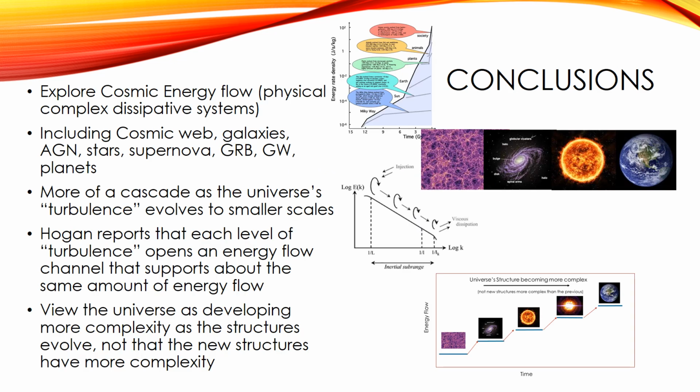So in conclusion, we explored some of the cosmic energy flow in physical complex dissipative systems by looking at what others had done, comparing that to what Chaisson had mentioned in his work on FERD. We include the cosmic web, galaxies, active galactic nuclei, stars, supernovae, gamma ray bursts, gravitational waves, and planets. It looks like more of a cascade as the universe's turbulence evolves to smaller scales. Hogan reports that each level of turbulence opens up an energy flow channel and supports about the same amount of energy flow, and others are looking into that possible connection.